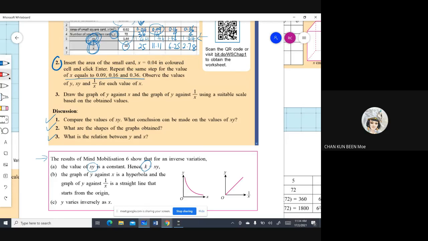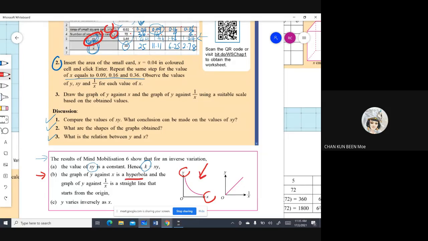For B, the graph of y against x is a hyperbola, and the graph of y against 1 over x is a straight line. After you plot the graph of y against x, you follow all the values of y and x. You can see y is decreasing, 72, 36, 16, 9, and 4, but x is increasing slowly. So you will have a hyperbola graph for this one.